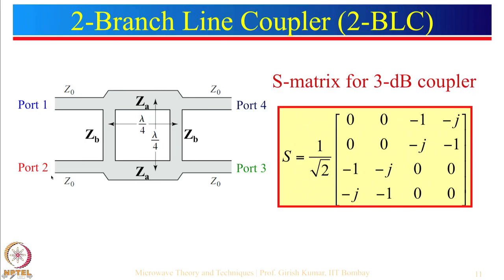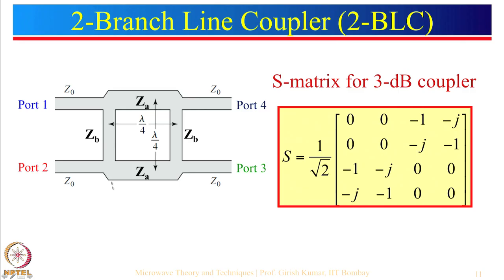Let us see now what is happening at port 2. One path comes from here, which is 90 degrees. Another path goes from here to here, 90 degrees, another 90 degrees, another 90 degrees. So, the phase delay from here is minus 270 degrees, and from here it is minus 90 degrees. Now, minus 270 can also be represented as plus 90.